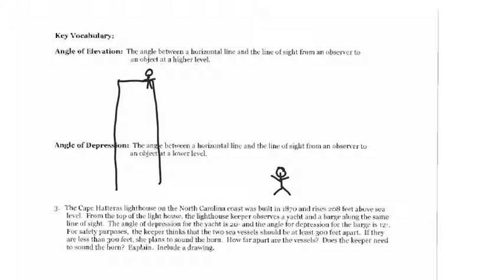Okay. So the difference here in the two is that if it is an angle of elevation, we're talking about the angle between the line of sight of an observer to an object at a higher level. So like it goes up to here. And this would be your line of sight, your horizontal line. So the angle of elevation is this angle here.